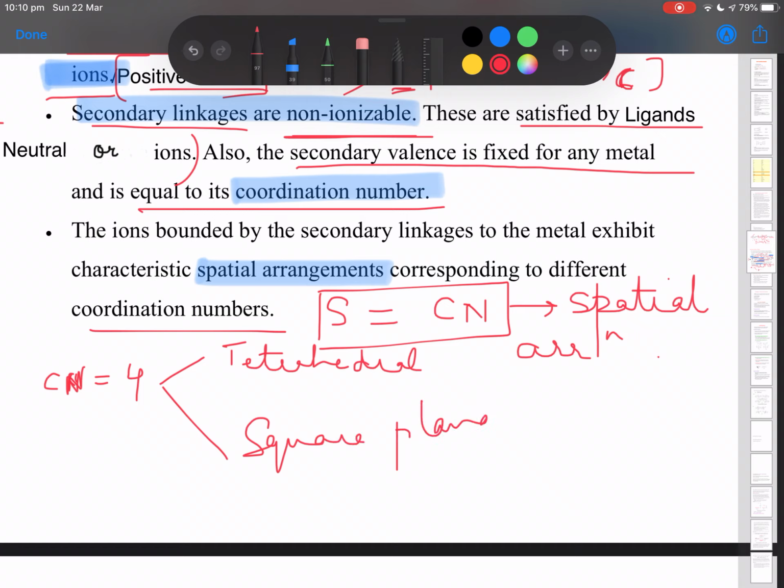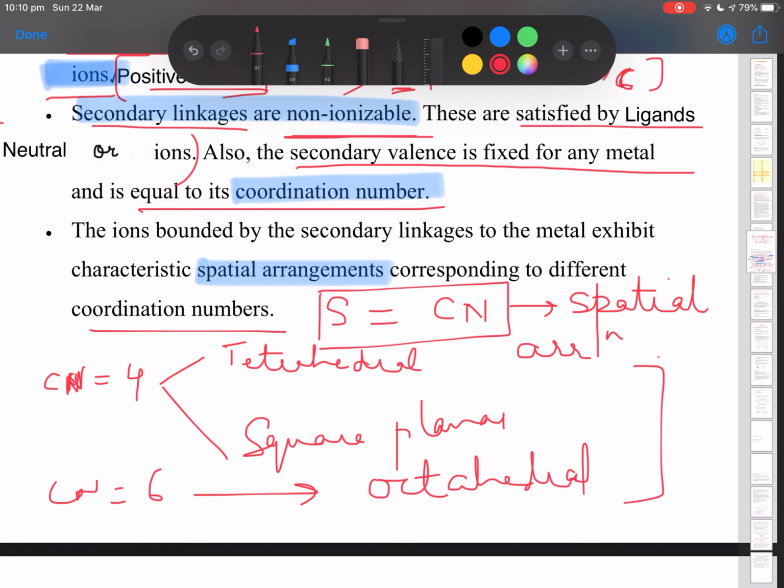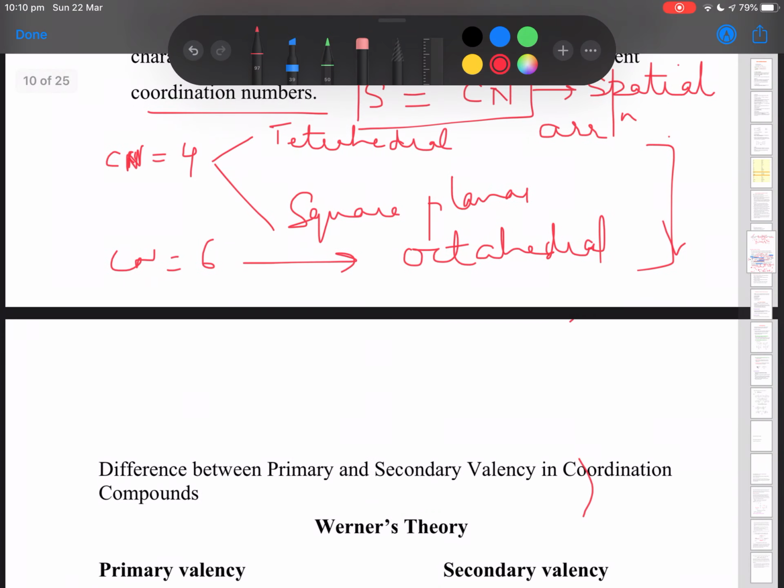Likewise, if the coordination number is equal to 6, then it is an octahedral complex. So you have to keep this in mind. It's a very, very important point. Fine, let us quickly go through whatever I explained to you. I have just summarized it over here.